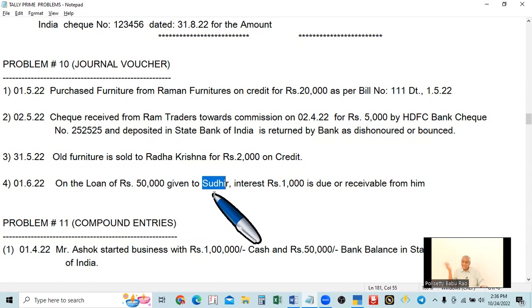Sudhir loan account, X loan account, Y loan account. All these loan accounts will come under loans and advances asset. There we will write him as Sudhir loan account under group loans and advances asset. So that we have to create. Okay. So we have to debit Sudhir loan account, not Sudhir account. Debit Sudhir loan account and credit interest received.